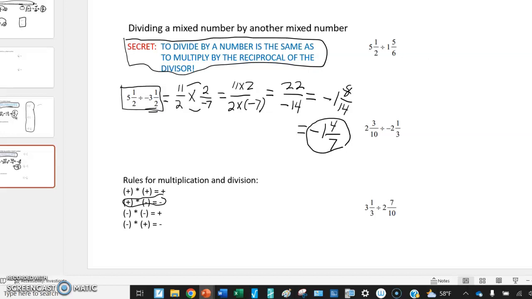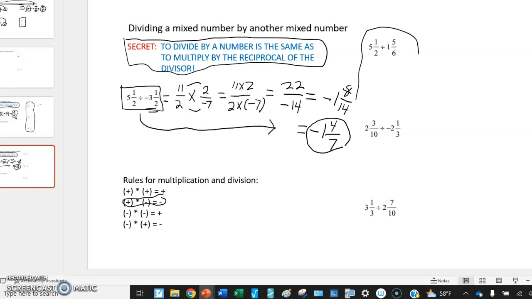So this problem here, 5.5 divided by negative 3.5, gives you negative 1 and 4/7. Alright, it's very simple, isn't it?